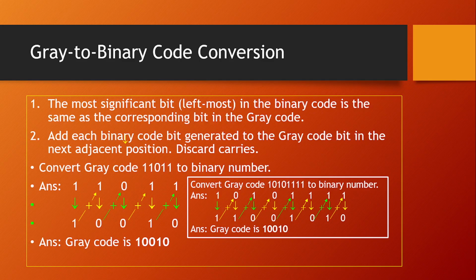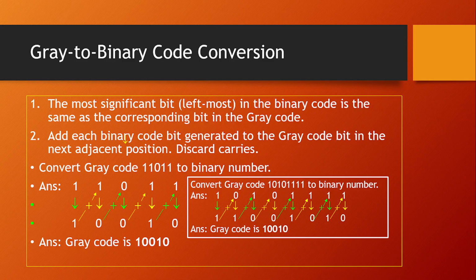In this way, the binary number for gray code 11011 is 10010. Now let us take another example.